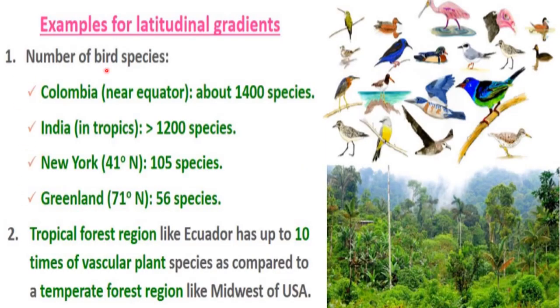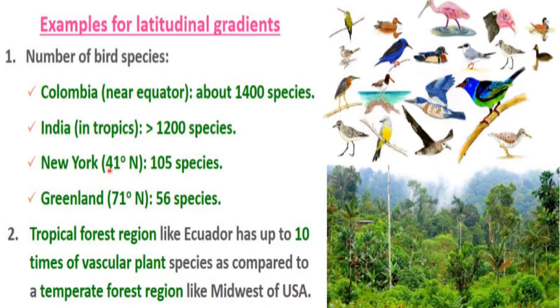Now these are some examples of latitudinal gradient. Number of bird species in Colombia, which is present near the equator: 1400 species of birds are present here. Okay, because it is near the equator, and more species are found in areas near the equator. In the tropic areas of India especially, more than 1200 species of birds are found.